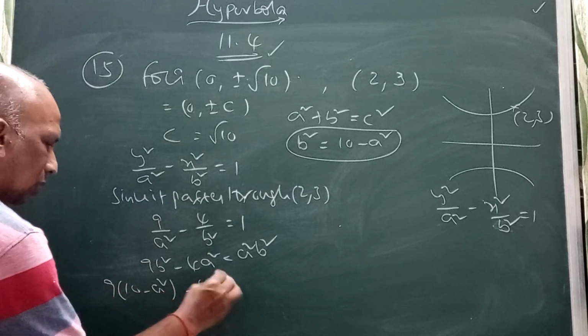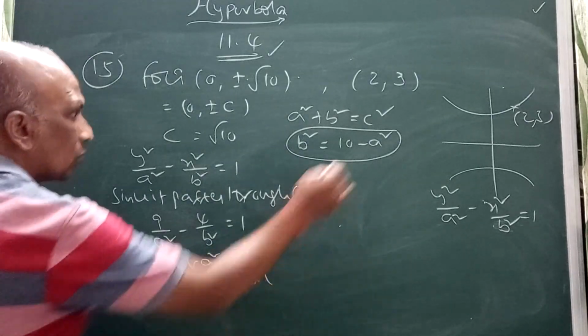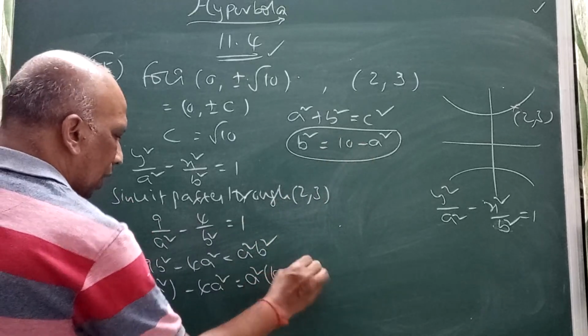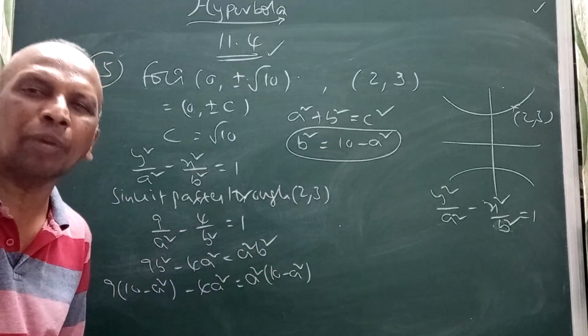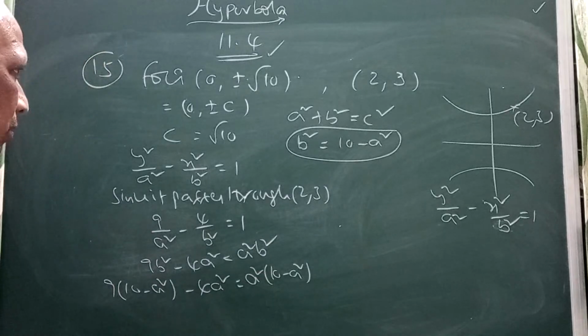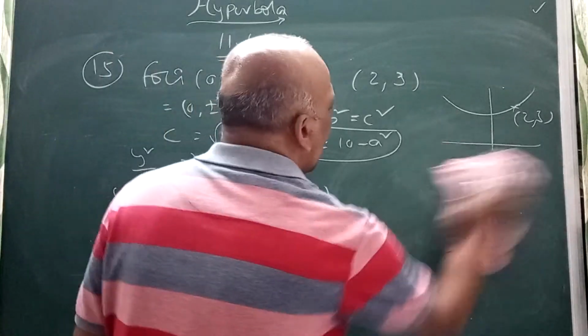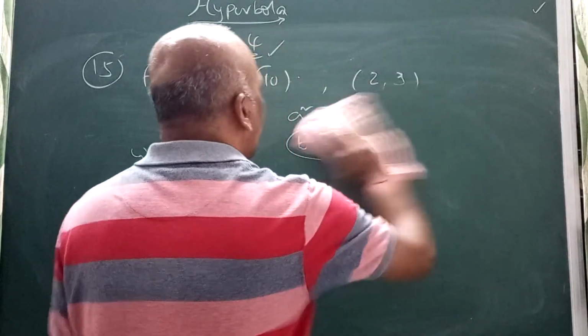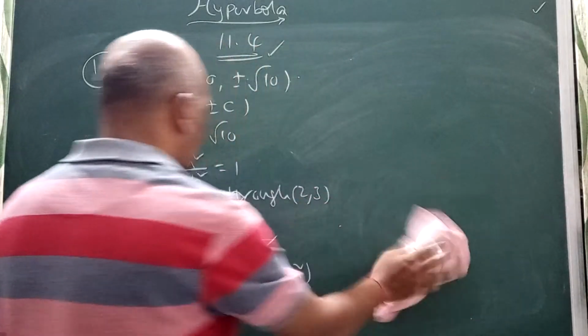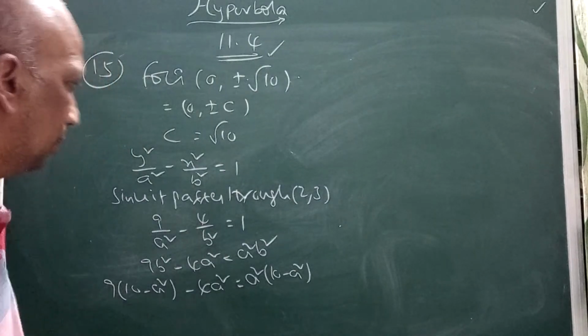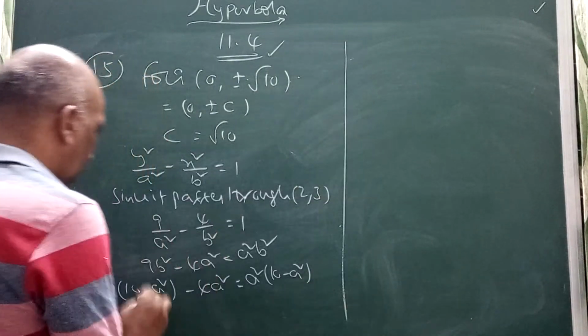4 into 4a square, a square into b square means 10 minus a square. You multiply, you get a biquadratic equation. You can simplify this, right? Because you know this one here, again eliminate this, again eliminate this. You remember b square equal to, we know that, 10 minus a square. I can solve here. What is this one?